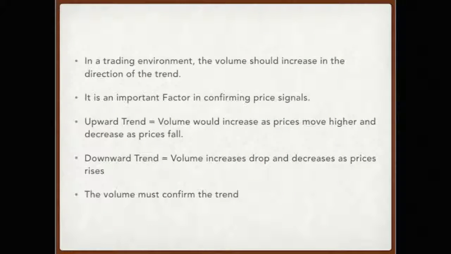In a trending environment, the volume should increase in the direction of the trend. It is an important factor in confirming price signals. In an uptrend, guys, volume would increase as price moves higher and decrease as price falls. In a downtrend, guys, the volume increases as price drops and decreases as price rises. The volume must confirm the trend.